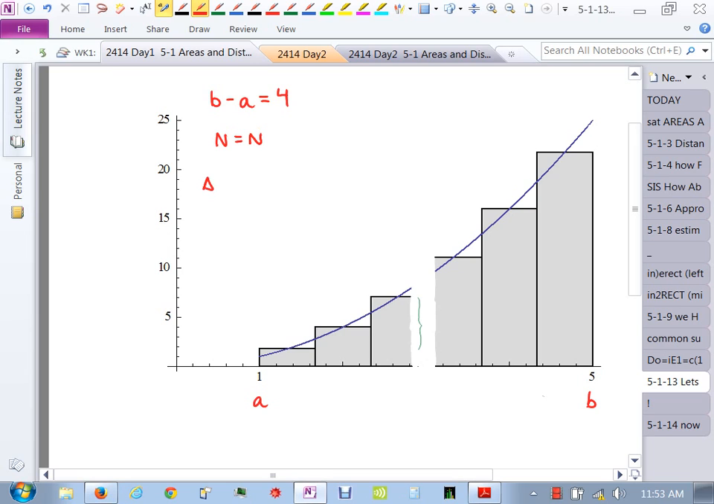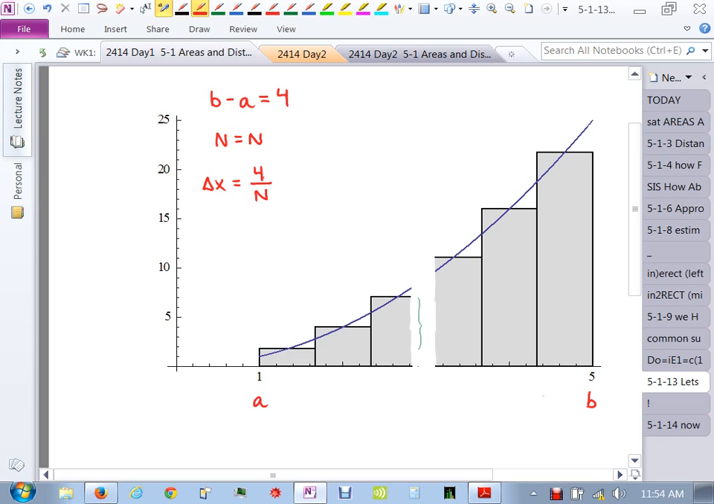What is delta x? B minus A over n, right? So the width of each rectangle should be 4 divided by n. That makes sense, doesn't it? If we have one rectangle, how wide is it? 4. If we have 2 rectangles, each one is 2. If we have 3 rectangles, each is 4/3. If we have 4 rectangles, they're each 1 wide. If we have 1,000,000 rectangles, they're each 4 millionths wide. But that's a generalization of it, isn't it? That's what we're trying for here.